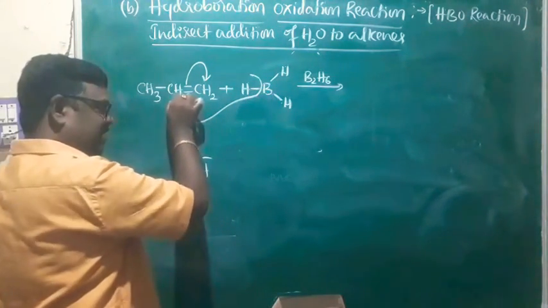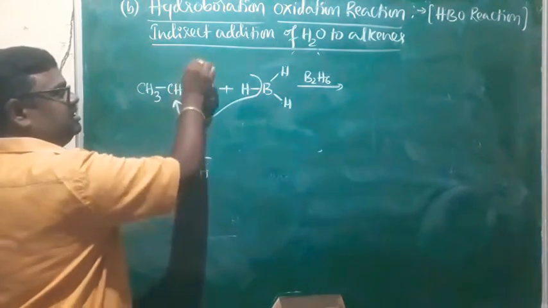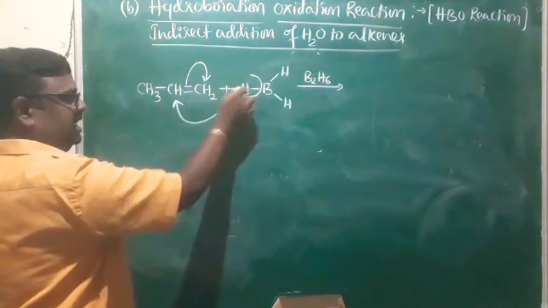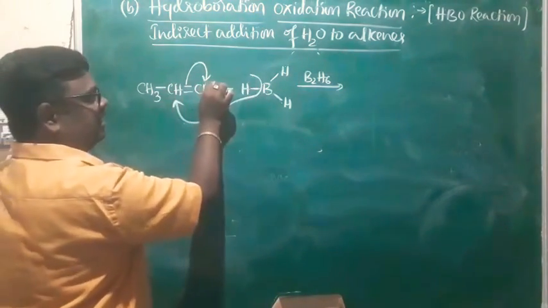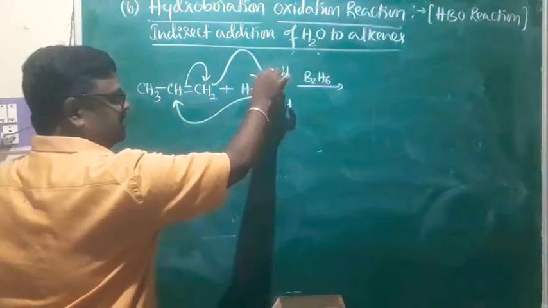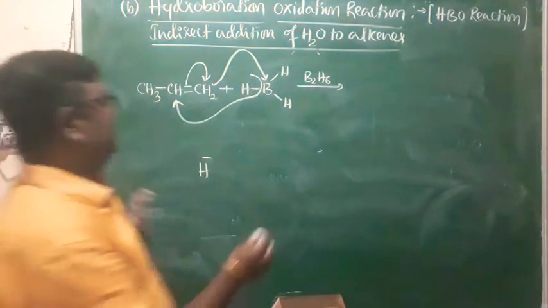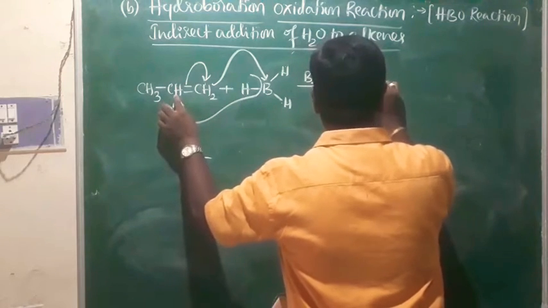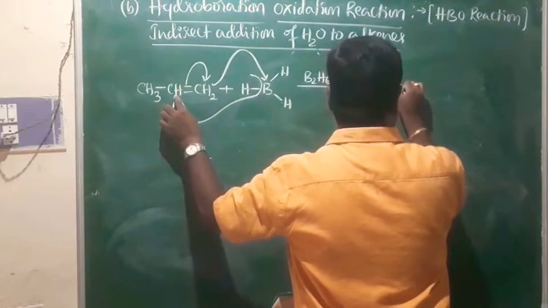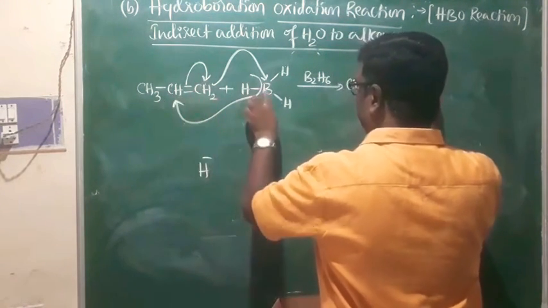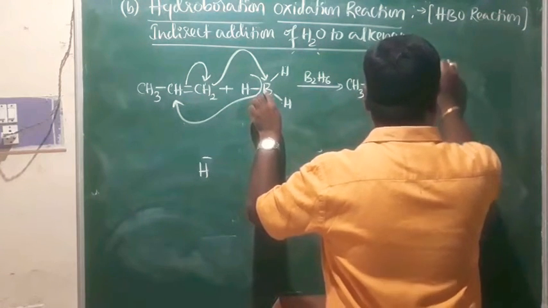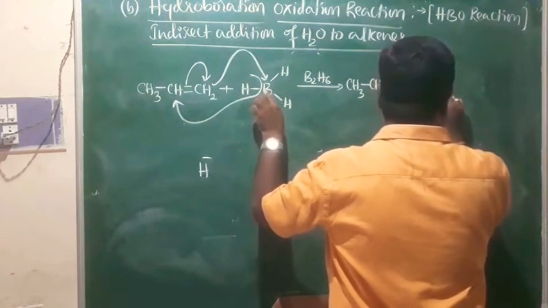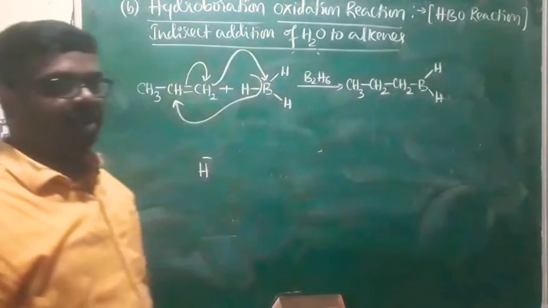H minus will be attached to this because now, if electrons are shifted, this becomes plus and this becomes minus, and minus attacks plus. So this minus attacks this plus, and you are going to get CH3. This becomes CH2, right? And it is CH2, yes, this will be attached to boron. This is a product, propyl borane.